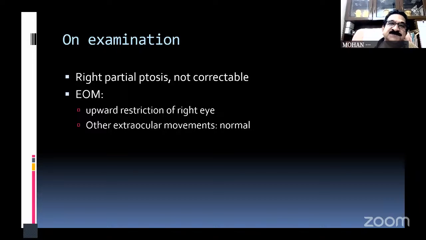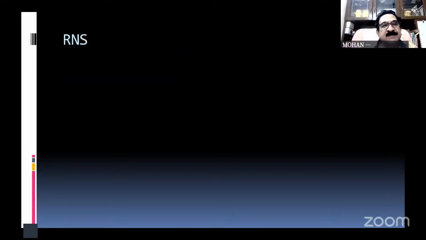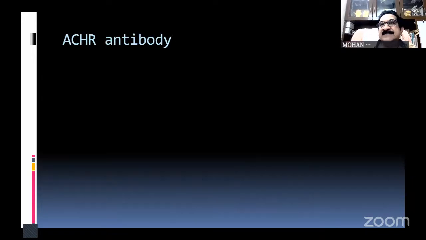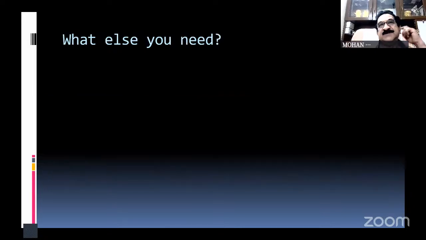Possible, but we are not very sure. So what investigation do you want now? MRI. Okay. So what test do you need? RNS was done because that is a common thing to think of. So normal repetitive stimulation test, an ACHR antibody, MuSK antibody, LRP4 antibodies are all negative. What else do you want?